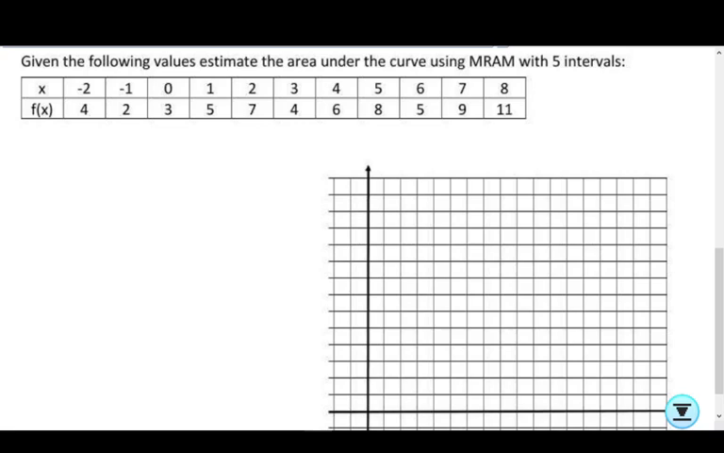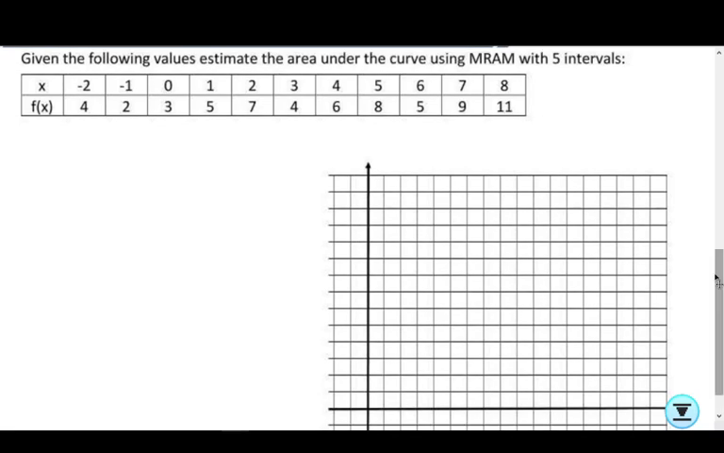Okay, so again, we're going to be doing rectangular approximation, but we're doing it from a table. Now, normally we wouldn't have to graph it, but it makes it easier to understand since we're just learning it right now. They've given us our x's and our y's, and it's saying to use MRAM with 5 intervals. So we're going to be using 5 rectangles.